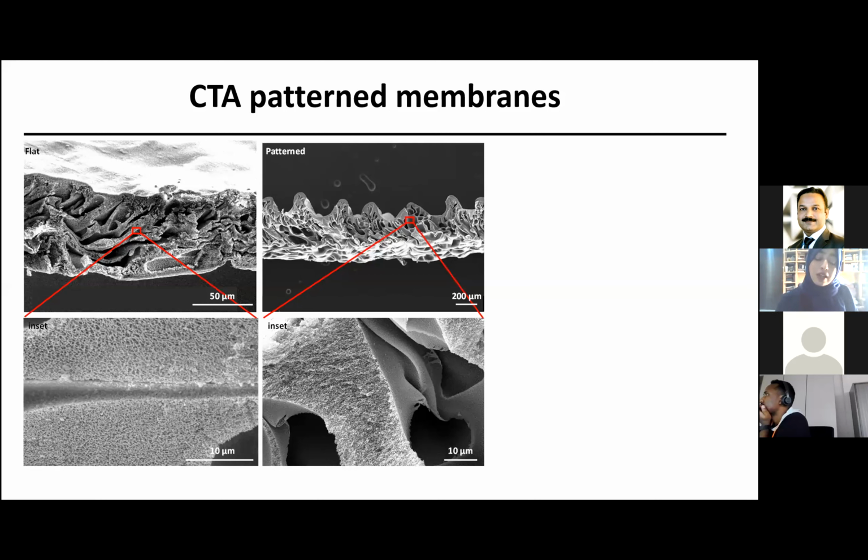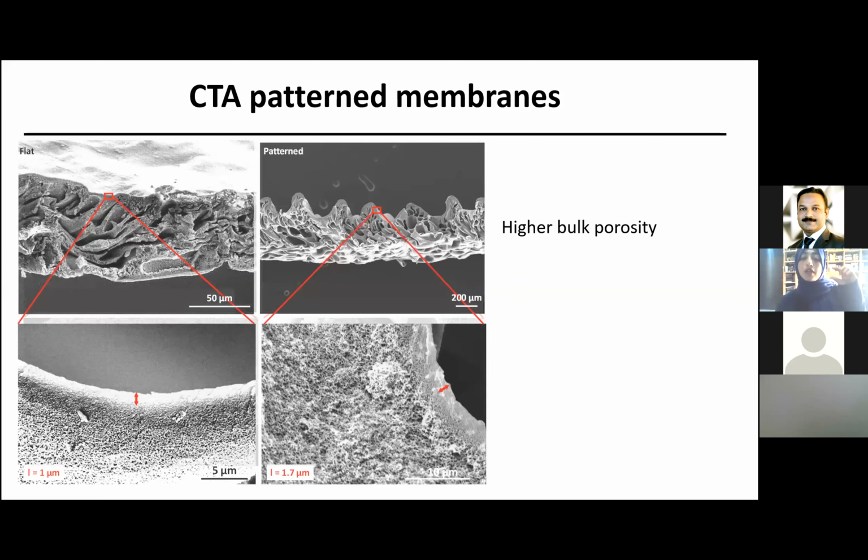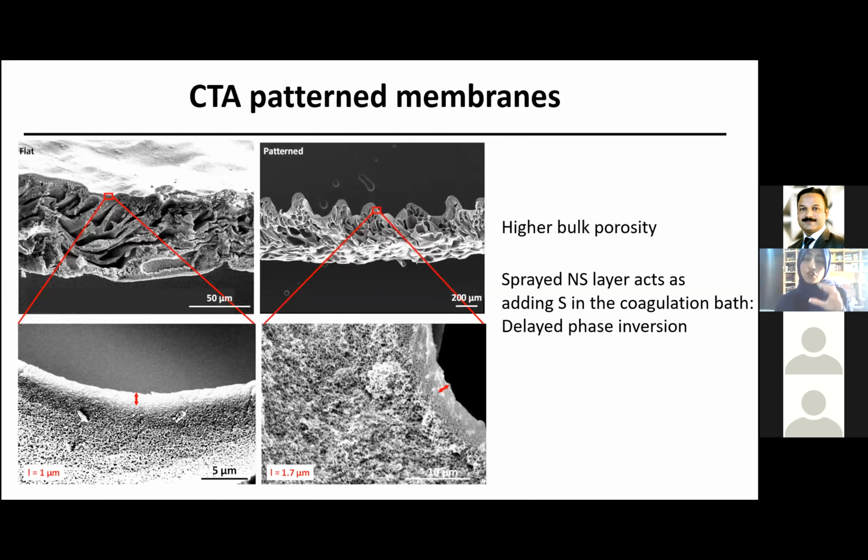My apologies. The membranes were prepared without any additives, and as observed previously, the pattern membranes had higher bulk porosity, and because the phase inversion was getting altered because of, as I already explained, the spraying and the patterning, the pattern membranes had the dense top layer with higher thickness.